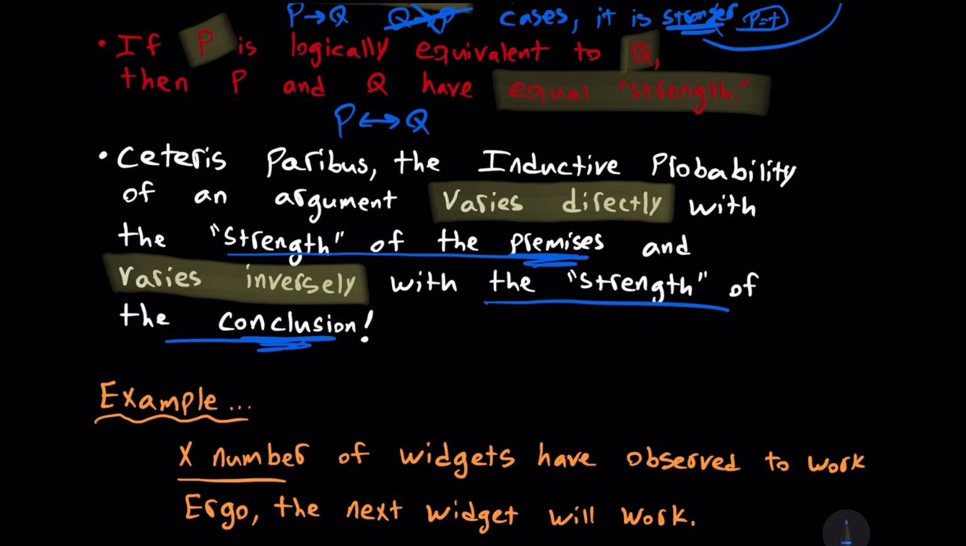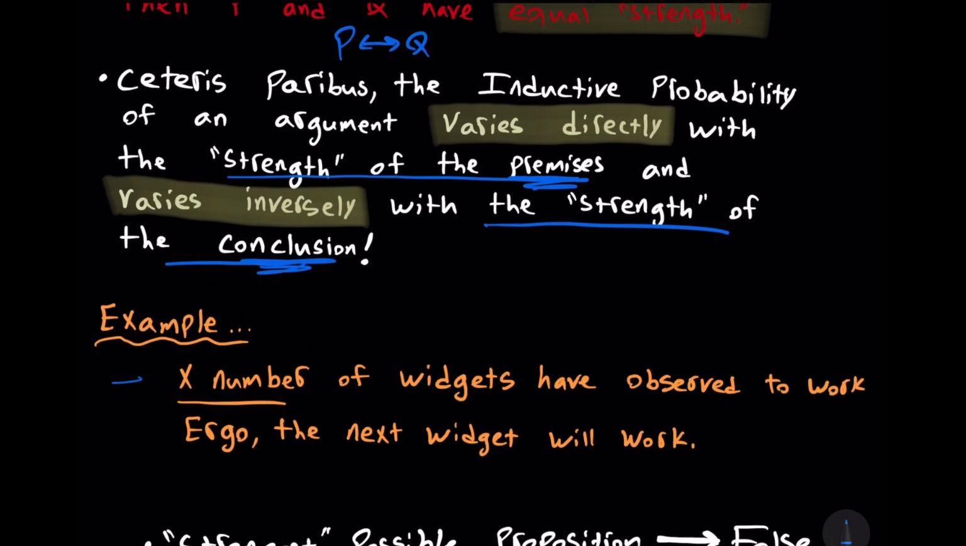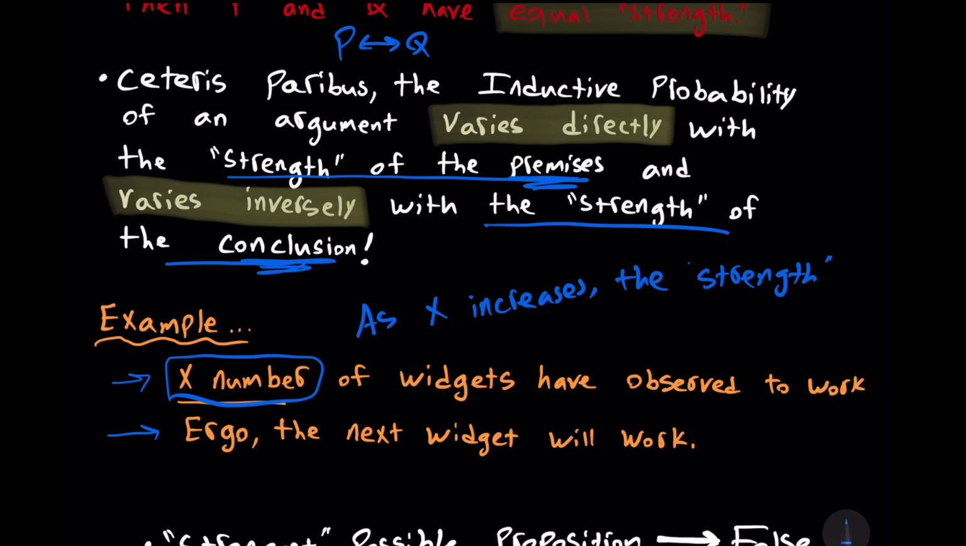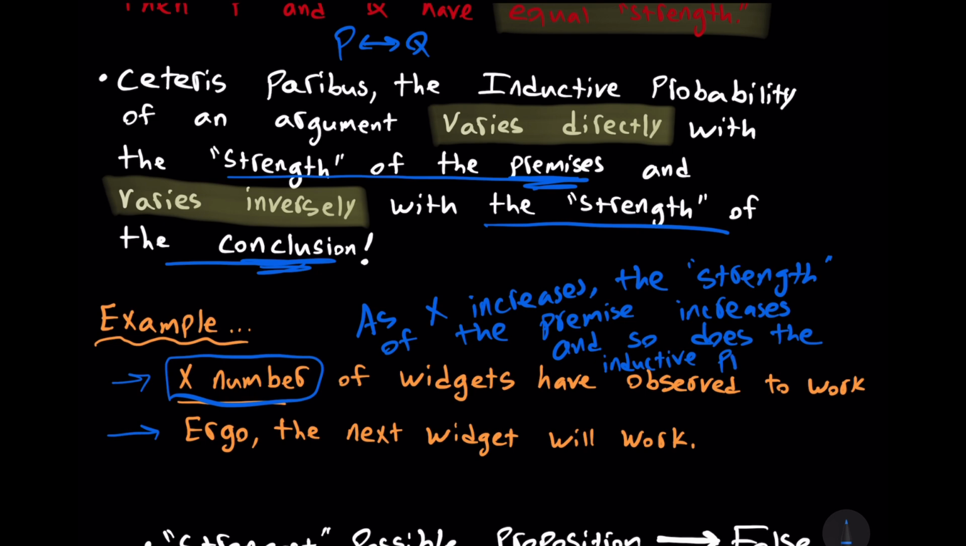And this makes sense. Consider this example. X number of widgets have been observed to work, ergo, the next widget will work. Well, think about X number. As X increases, the premises strength is higher, right? And so the inductive probability of the argument increases. So as X increases, the strength of the premise increases. And so does the inductive probability.